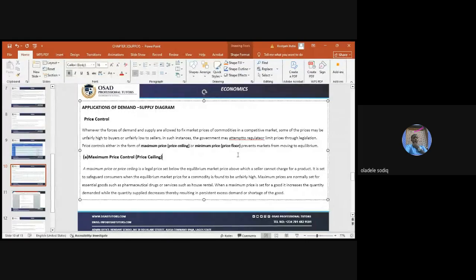There's a reason behind this. The reason why government is doing this is to prevent the market from moving to what? Equilibrium. And I think I've explained what equilibrium is to us before. In nature, what did I say equilibrium is? What did I say equilibrium is?